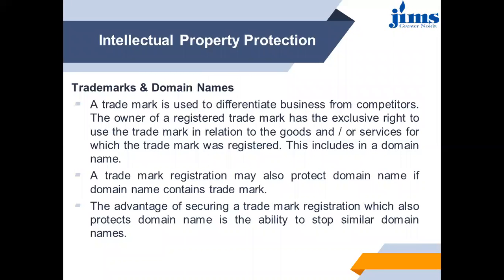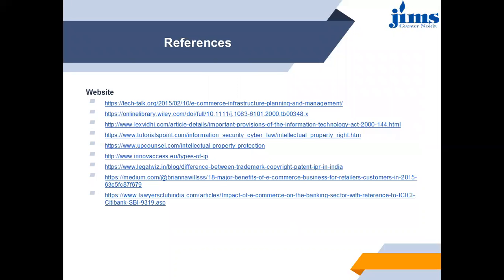Then trademarks and domain names. A trademark is used to differentiate business from competitors. The owner of a registered trademark has the exclusive right to use the trademark in relation to the goods and or services for which the trademark was registered. This includes in a domain name. A trademark registration may also protect a domain name if the domain name contains a trademark. So these are the advantages. This is our trademark and domain.